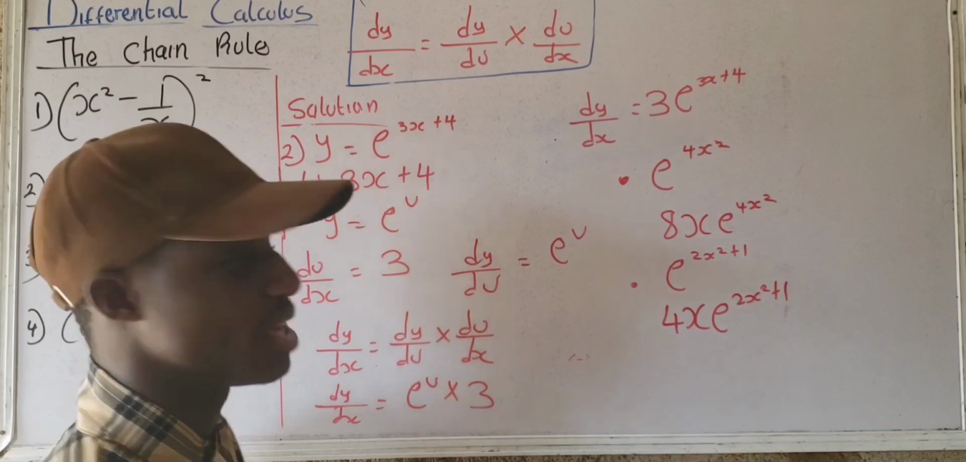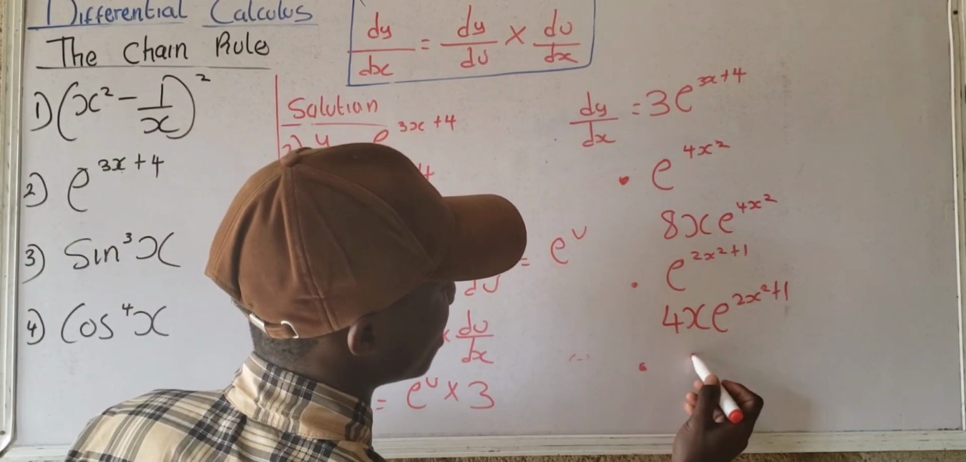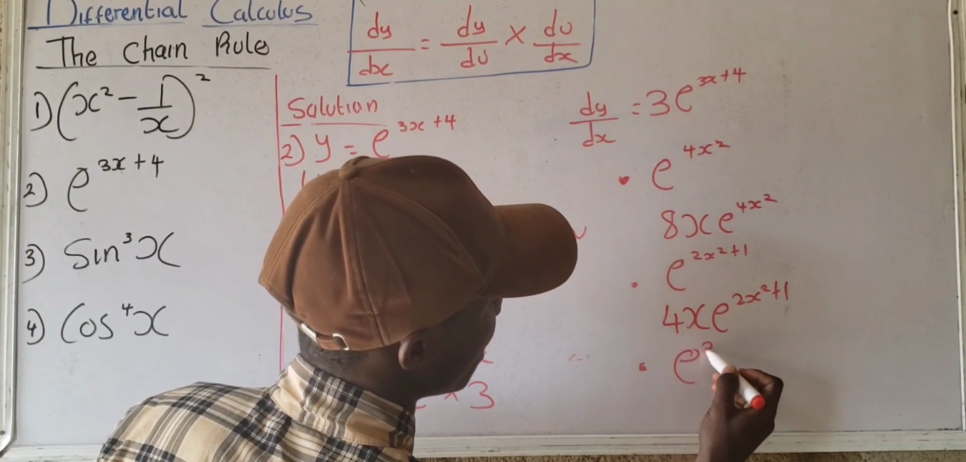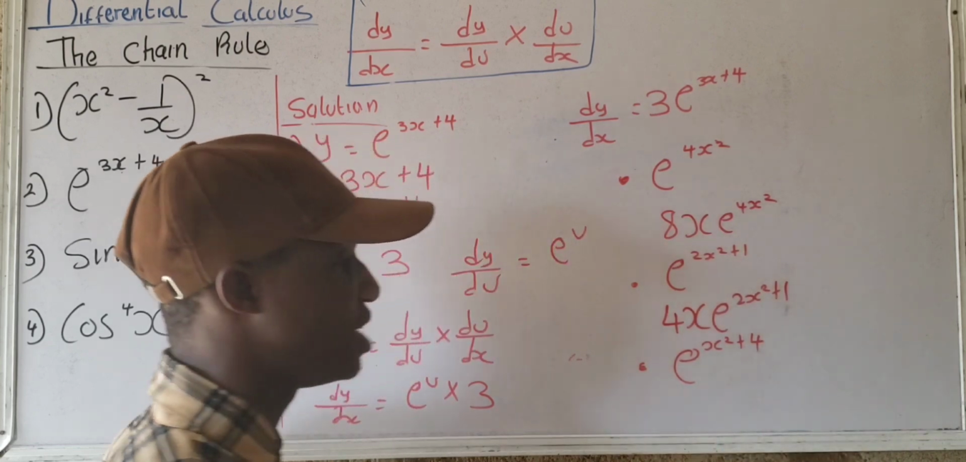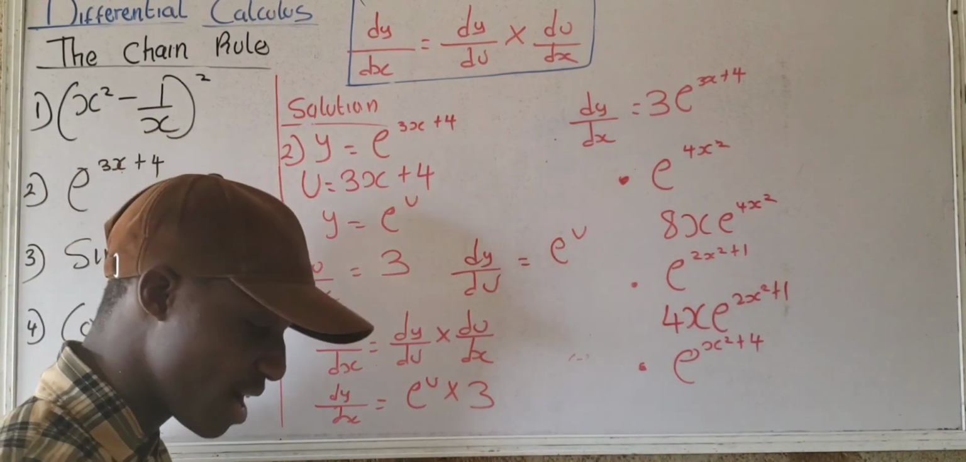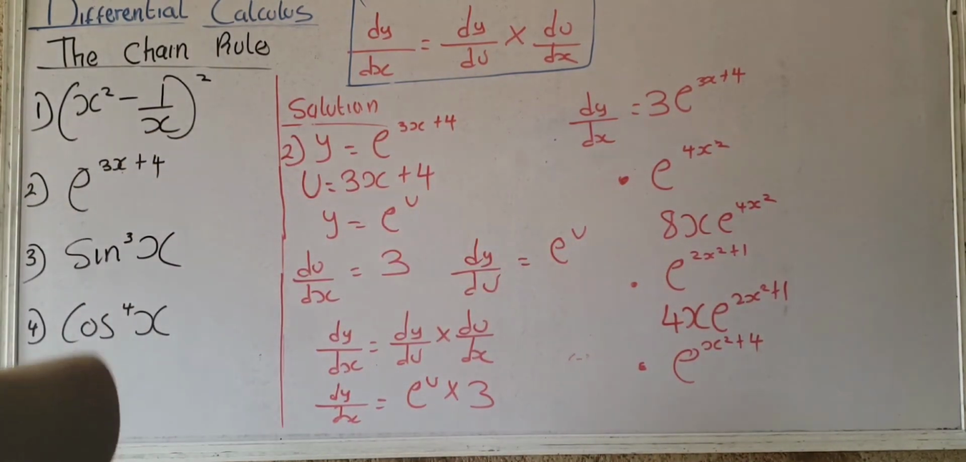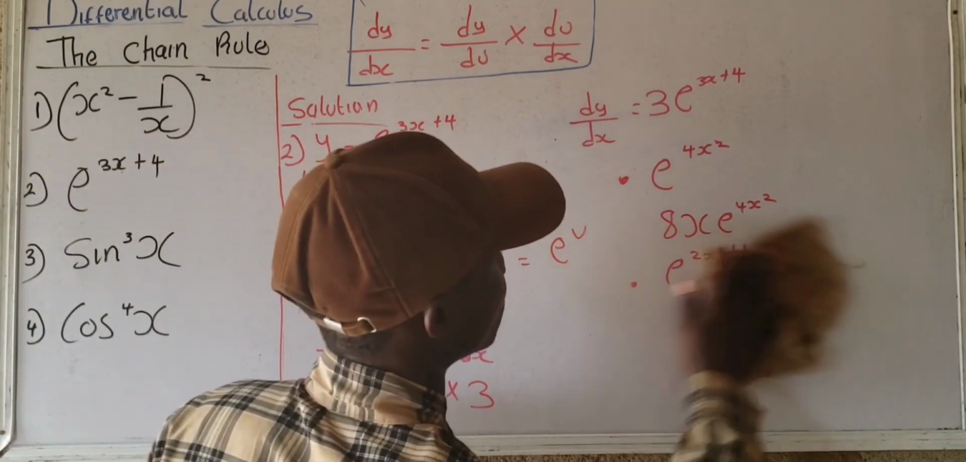That is the derivative. Now, I want you to attempt this. Differentiate e raised to the power of x squared plus 4. The derivative would be what? You can drop the answer in the comment section. So let us proceed to our question.